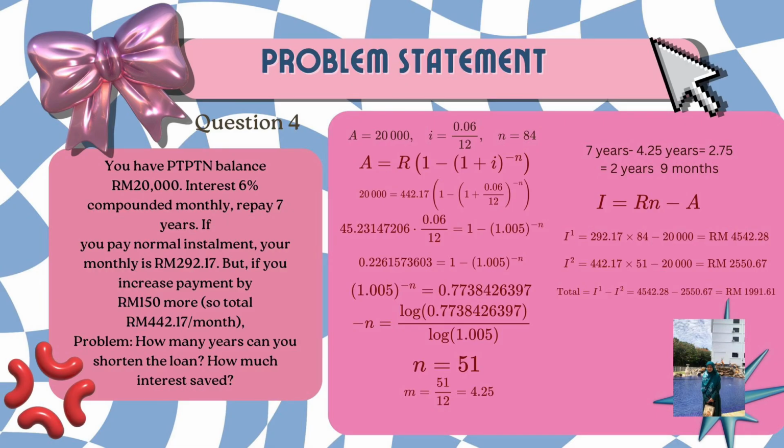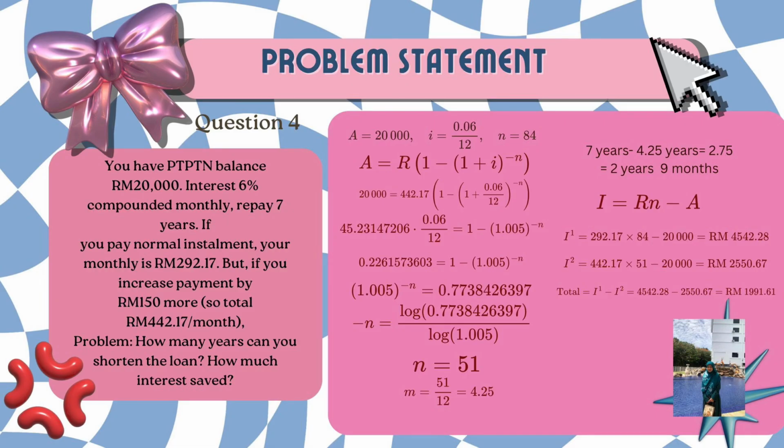After that, don't forget to find the interest for R2. So the formula will be I2 equal to R2 n minus A. So it will be 442 ringgit 70 cents bracket 51 bracket minus 20,000. So the answer will be 2,515 ringgit 67 cents.